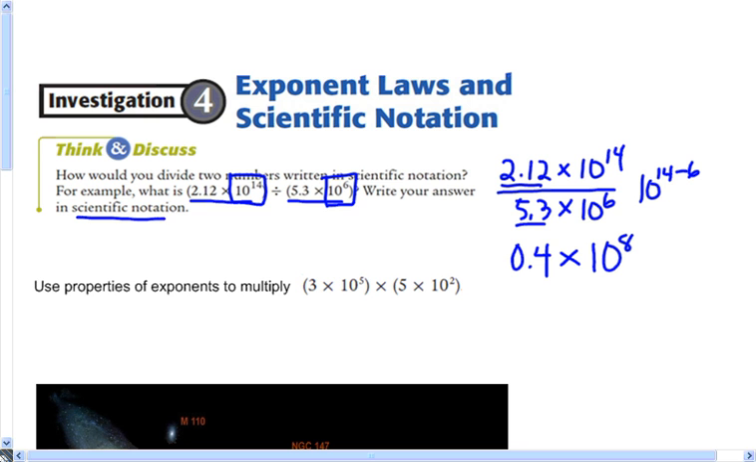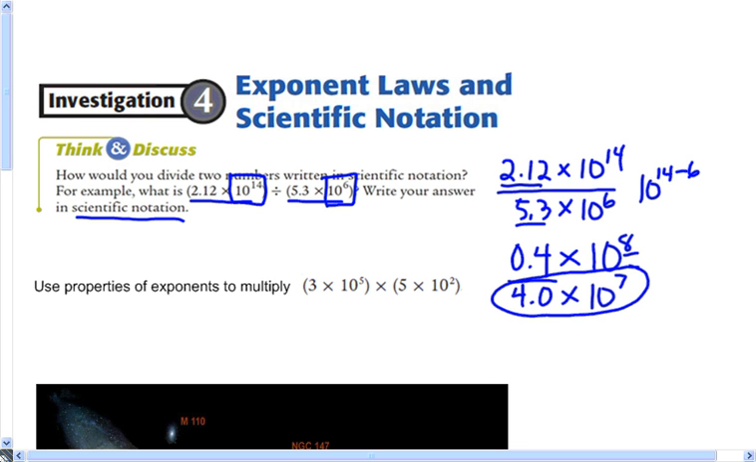But it says write it in scientific notation. This is not in scientific notation because 0.4 is not a number greater than or equal to 1 but less than 10. We need to change that. We're just going to move the decimal over one place. And that makes that 4.0. Now when we do that, we made this number bigger. When you make that number bigger, we need to make the exponent smaller by 1 because we just moved the decimal over one place. So there's our answer, 4.0 times 10 to the 7th.